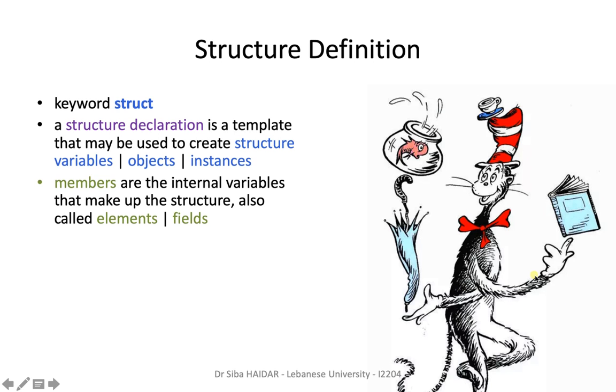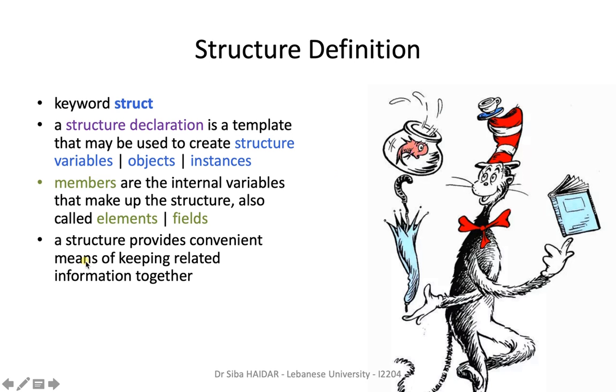So here, for example, Dr. Seuss belongings members or fields or elements are the fish, the umbrella, the book, the coffee, etc. A structure provides a convenient means of keeping related information together. So the members of a structure are logically related. They are not type related, maybe, but they are logically related.